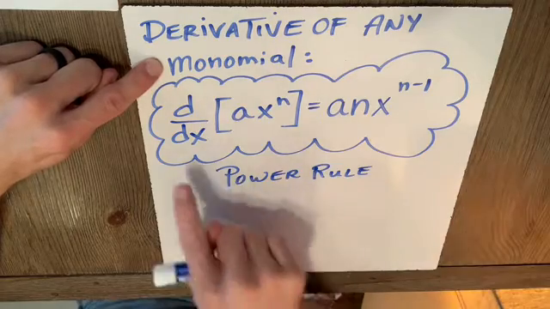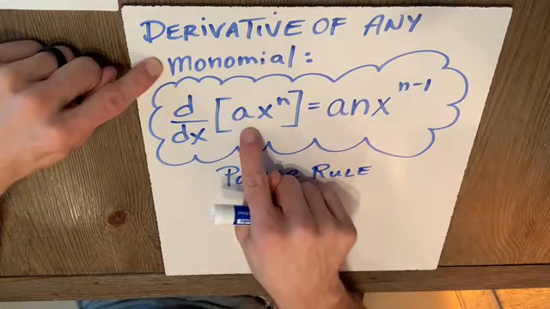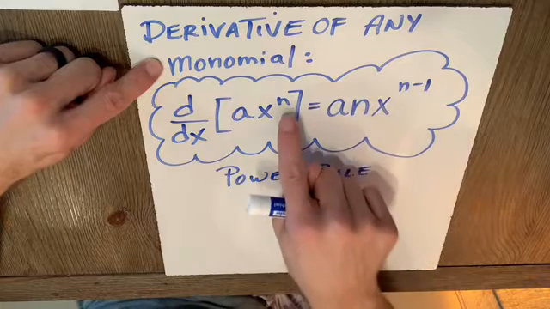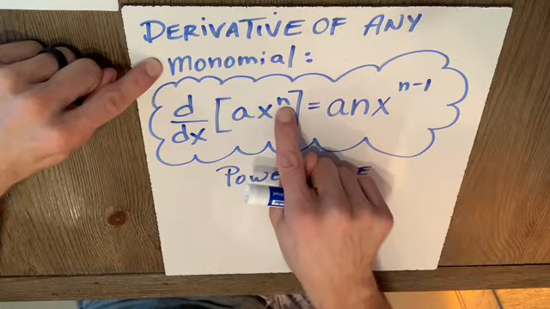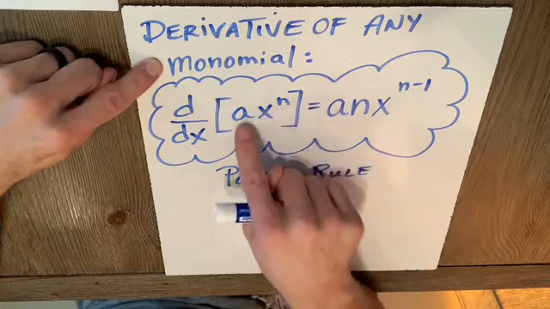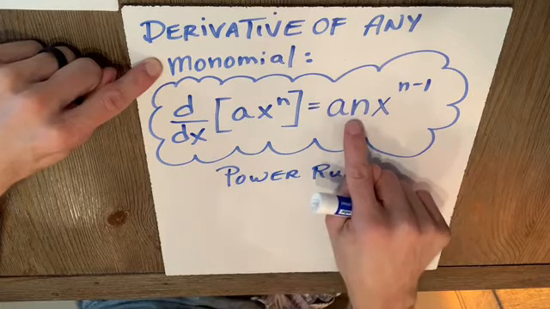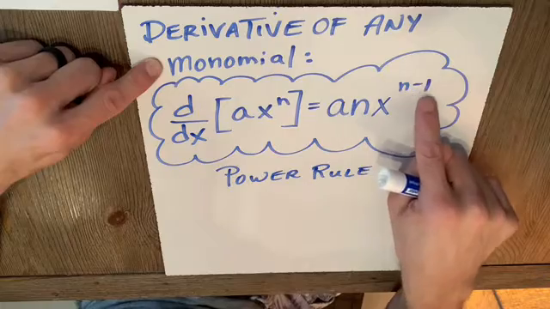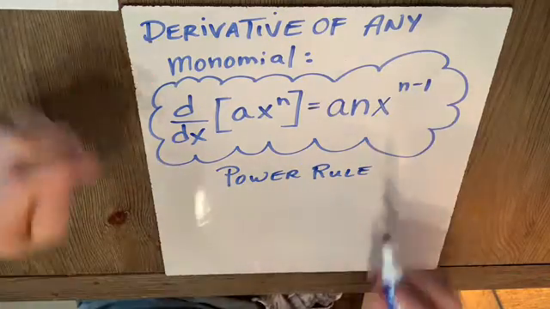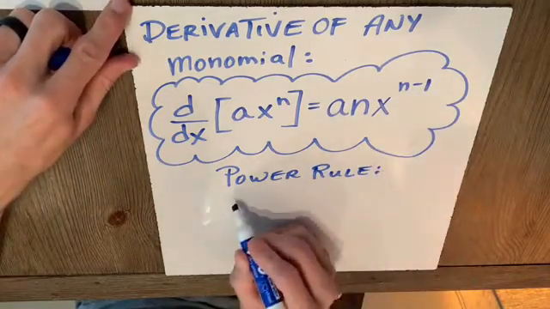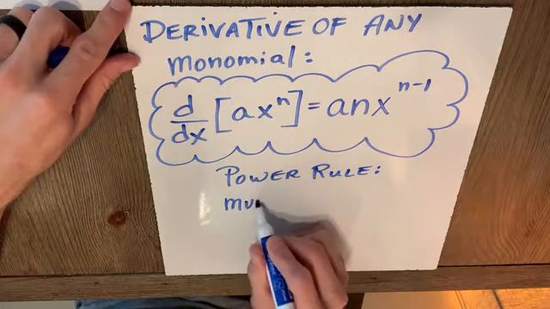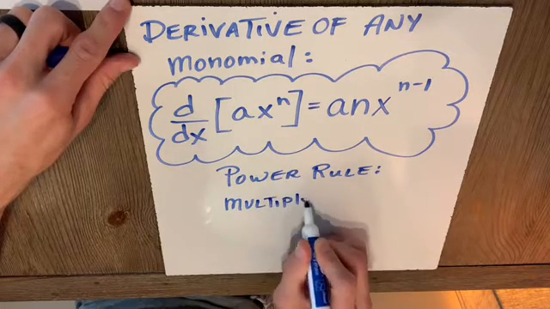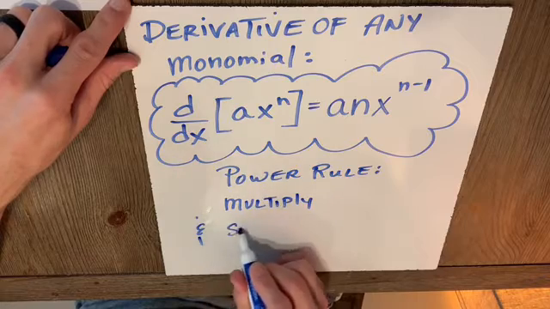Don't be scared of it. d dx, we're taking the derivative of any monomial. Look what I'm doing to get this. n is your exponent or your power. I do exponent times coefficient, so a times n. I keep the variable the same, and then I subtract 1 from the exponent. So when I see the power rule problem, I think to myself, multiply and subtract.